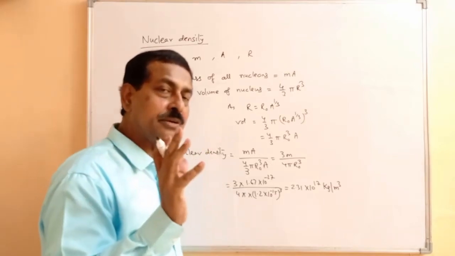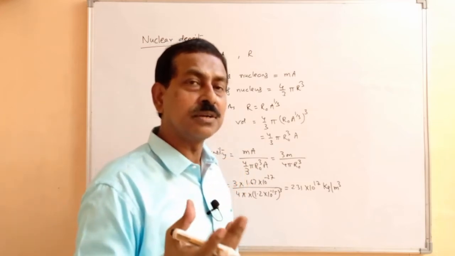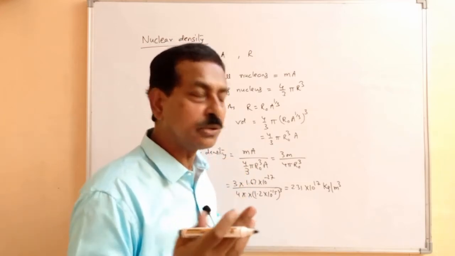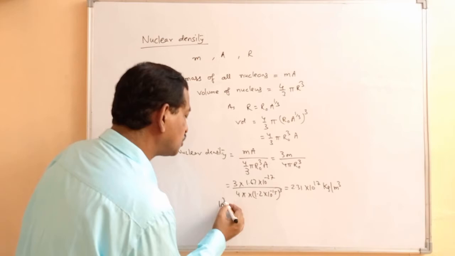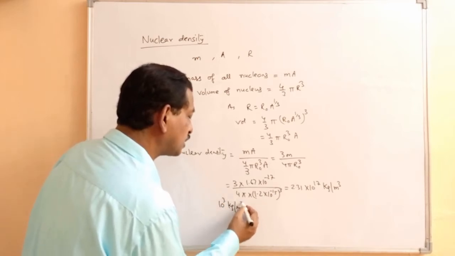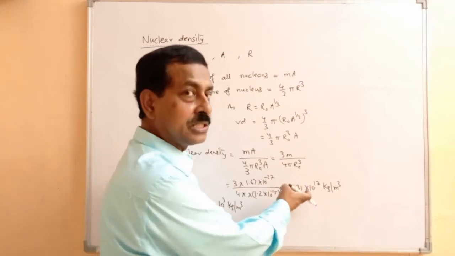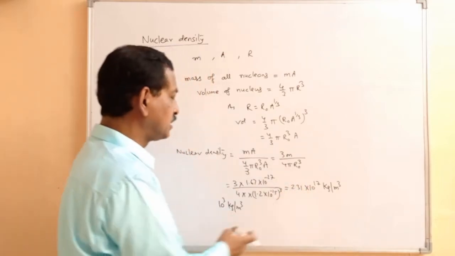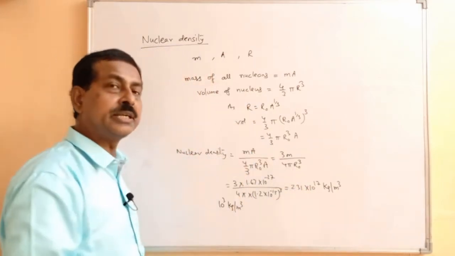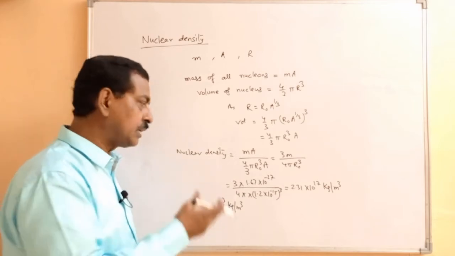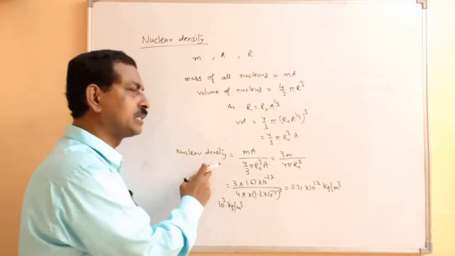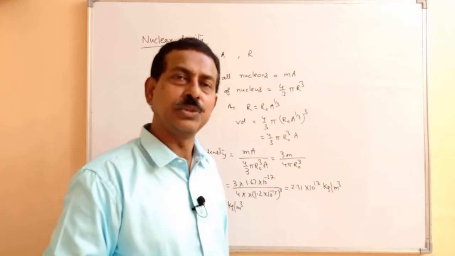Now you just compare it with the density of water. What value of the density of water do we take? 10 to the power 3 kg per meter cube. Now you just compare how dense it is. The nuclear density is roughly about 10 to the power 14 times that. So that is why you will find that the nuclear density has a very high value.